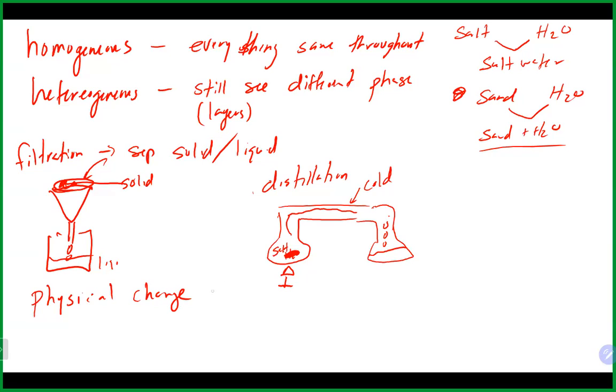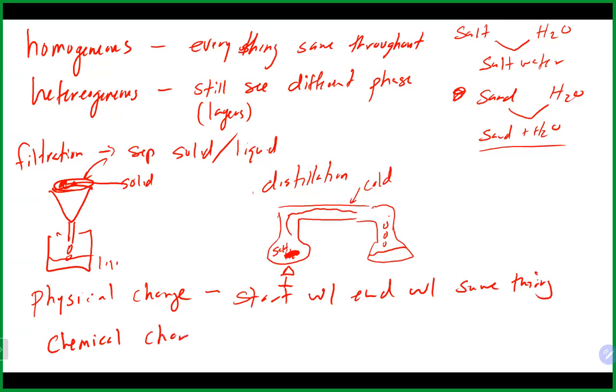And that's the hallmark of a physical change, which we also talked about in this chapter, which is basically what you start with and what you end with is basically the same thing. It may look different or something of that nature, but it hasn't fundamentally changed into anything that is different. And that's different than a chemical change, where what you start with and what you end with are different things.